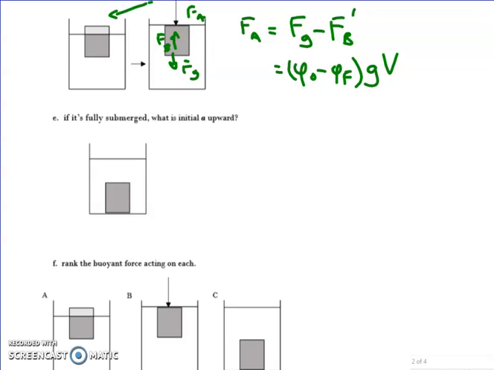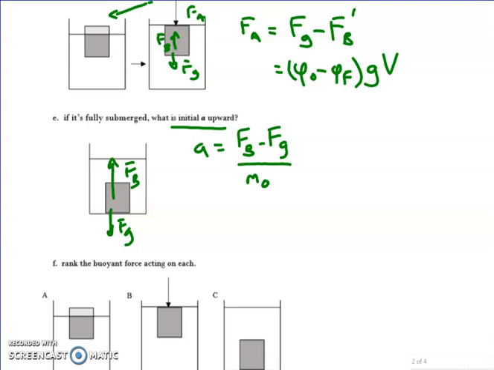I alluded to this before. If I put this underwater, what's the initial acceleration? Well, by the second law of motion, a is F net over m. And once again, F net is going to be the buoyant force minus the weight of the object, because we know that they're bigger because of the relative densities. So I'll make this a little bit smaller, and divided by the mass of the object.